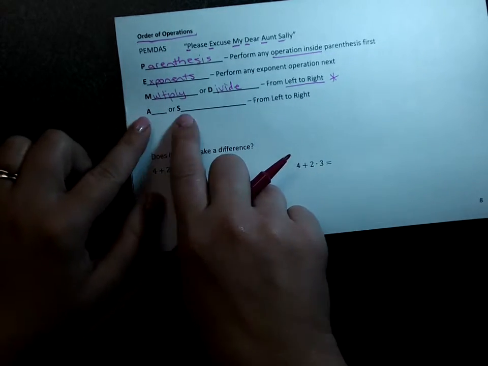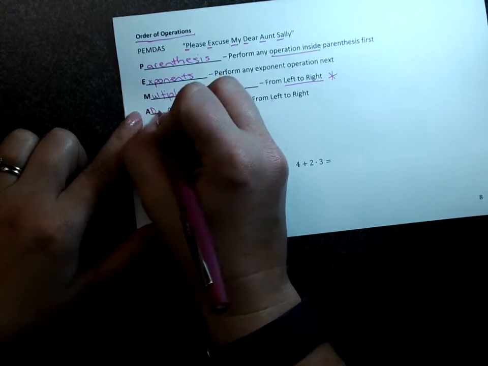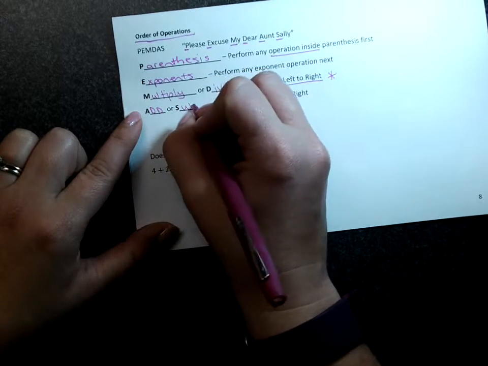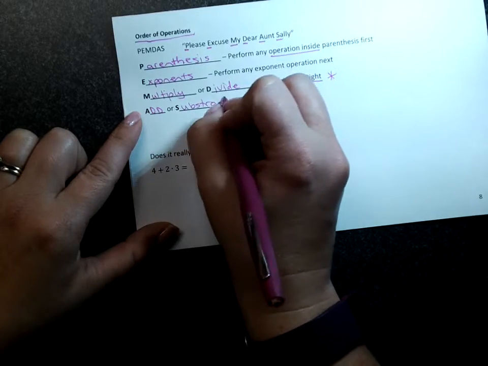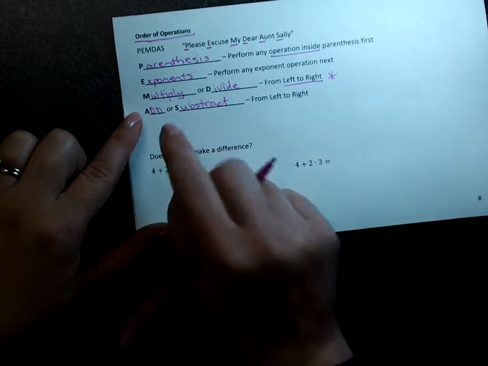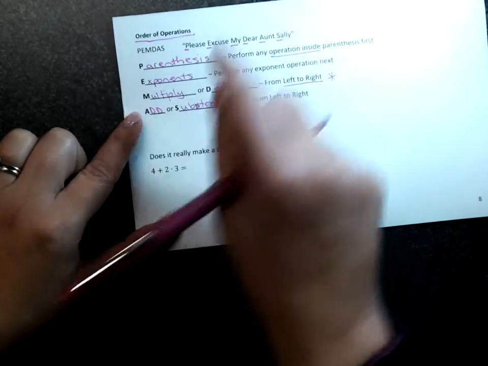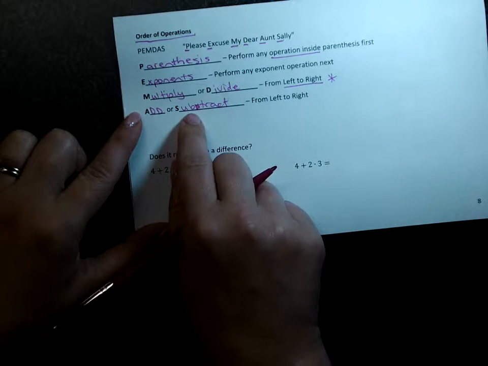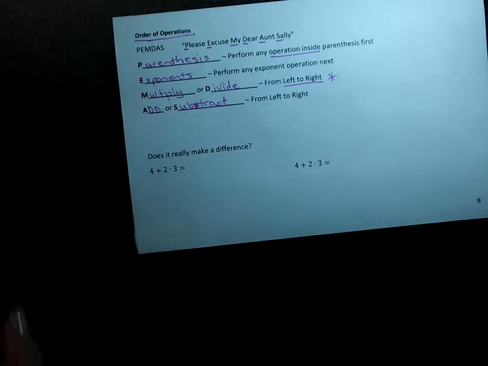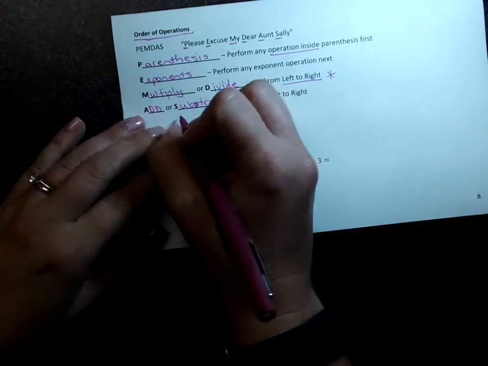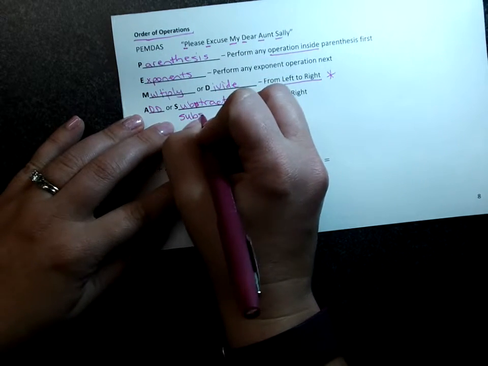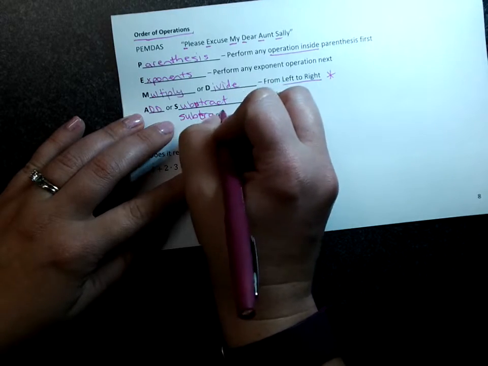Same thing on the last two. The A stands for add, the S stands for subtract. And again, it's add or subtract from left to right. So it's whichever one comes first from left to right. Sorry, I spelled subtract wrong. I always do that. Subtract. There we go.